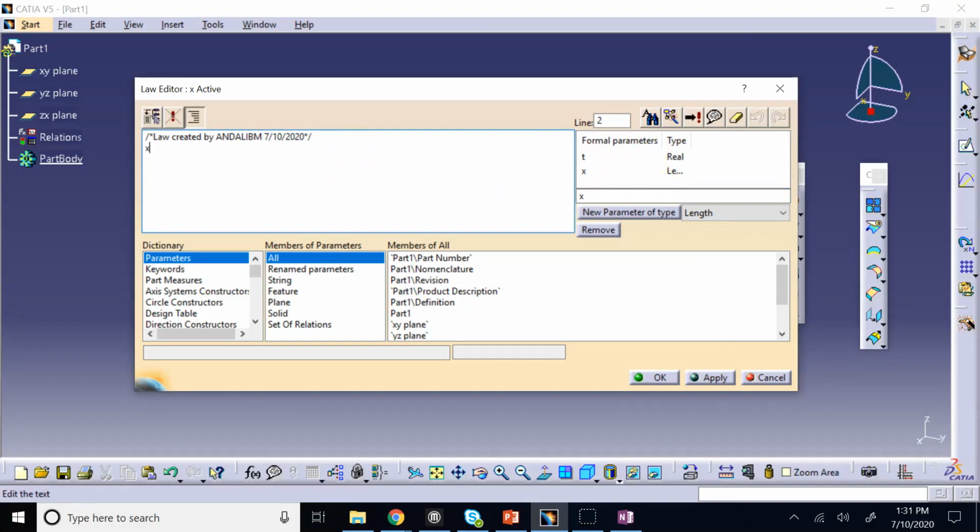And now here I say x is equal to t, which is a real number, times 10 mil. Remember that you need to make both sides of this equation or formula have the same units, right? T is real, x is length. So if you want both of them to be of unit length, you have to convert them into the same thing. If you don't want it times 10, just make it times 1. Doesn't matter, okay? Here it is just to make the points further away from each other, but that's fine. Let's say t times 1 mil. Okay, and apply that and okay.